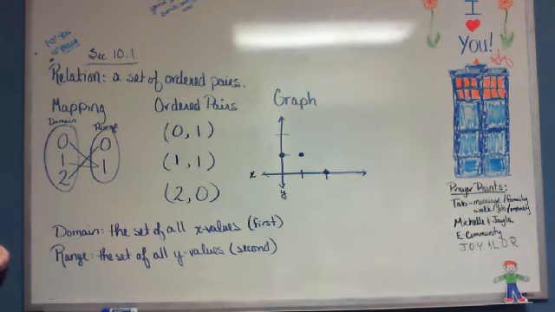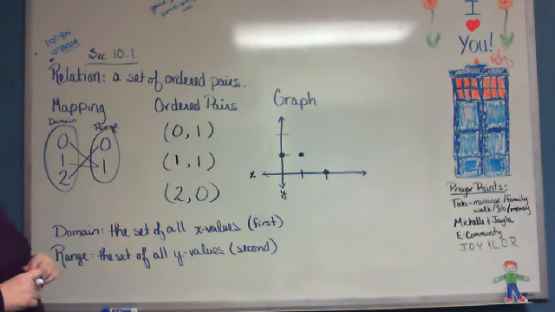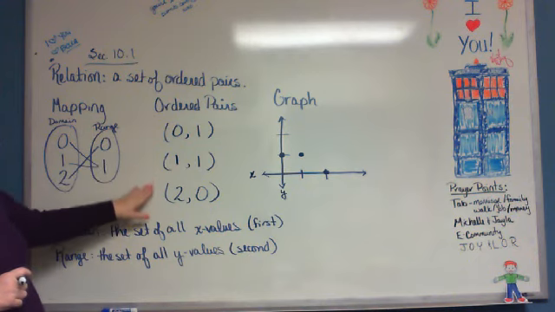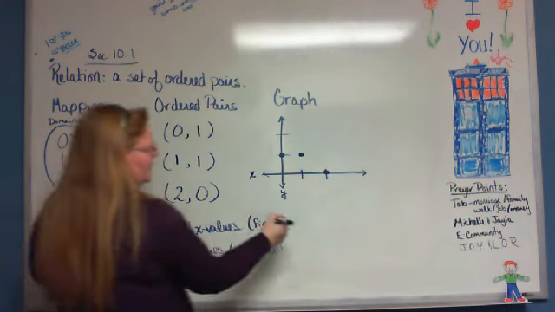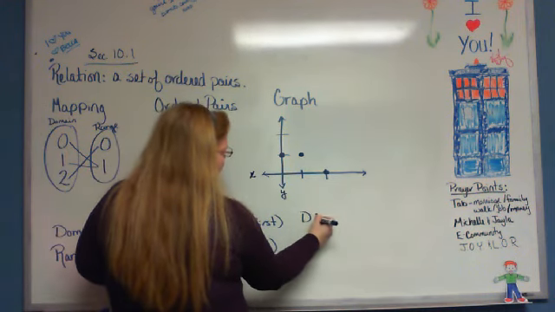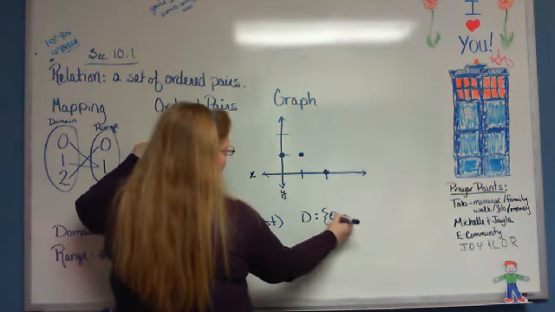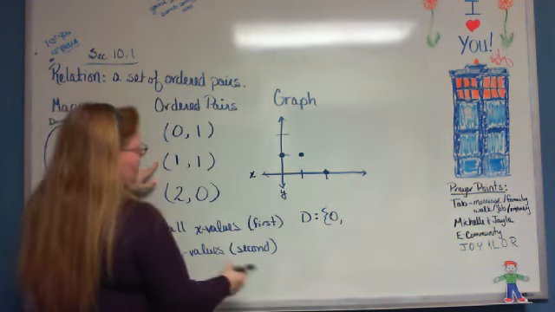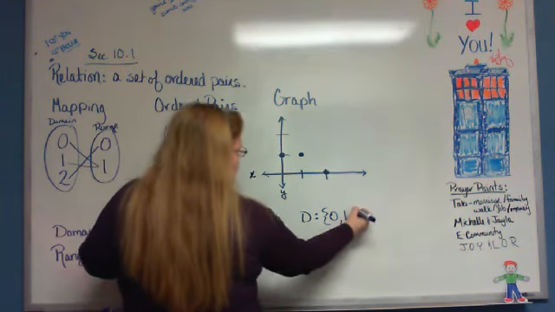Now, here's the tricky bit. Just like we called our first set a domain, also you have to understand that the domain is a set of all x values. So if they give you a set of ordered pairs and they want you to list out the domain, you would have to say that the domain is going to be 0, because that's an x, 1, because that's an x, and 2, because that's an x.